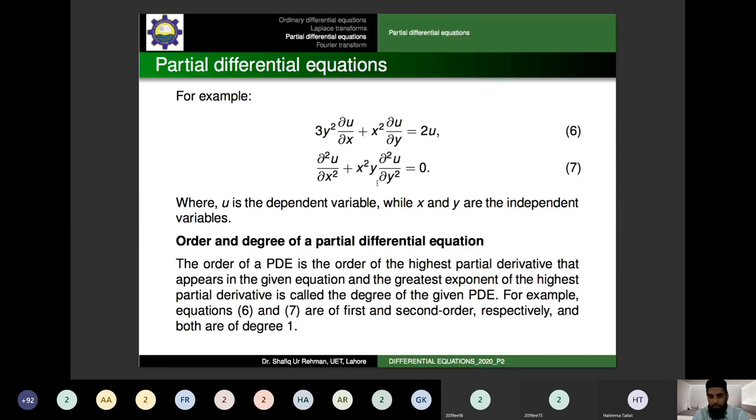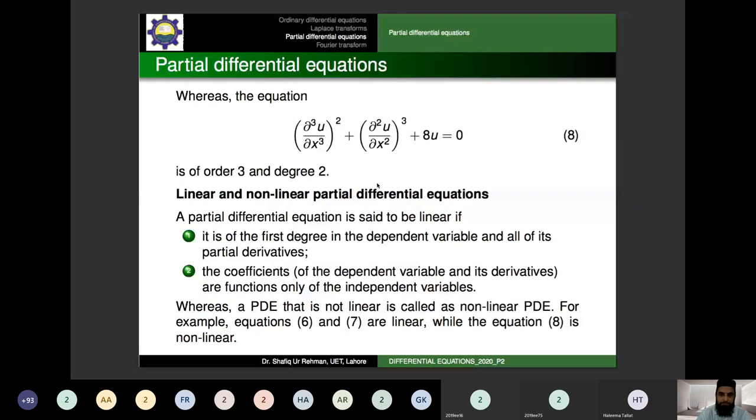Whereas if you look into this example, equation number 8, the order is going to be that of the highest derivative. So we see that, yes, this is the third. So we say that equation number 8 is an example of a partial differential equation of order 3. And then degree is going to be the exponent or the power of the highest derivative. So we see that the combined power of the highest derivative is 2. So equation number 8 is an example of a partial differential equation of order 3, but degree 2. Linear and non-linear partial differential equations.